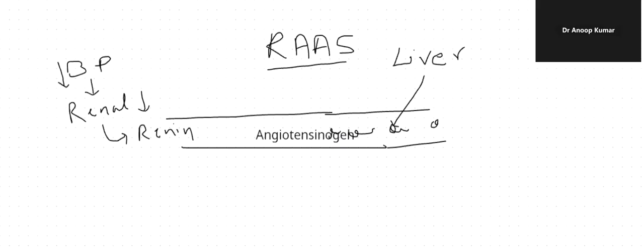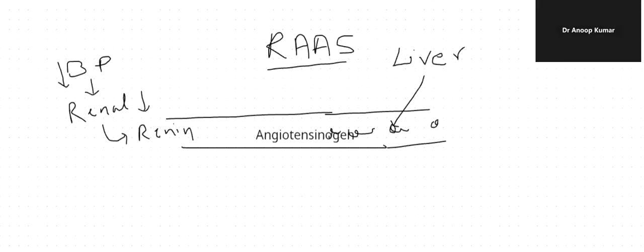This renin converts this angiotensinogen. Particularly, this angiotensinogen is converted by the renin into angiotensin 1. Where are these conversions happening? These conversions are happening in the blood circulation. So this angiotensinogen is converted into angiotensin 1.